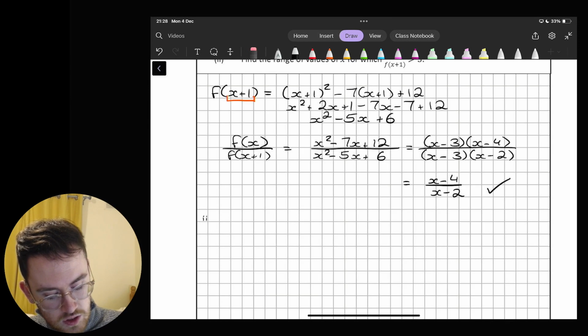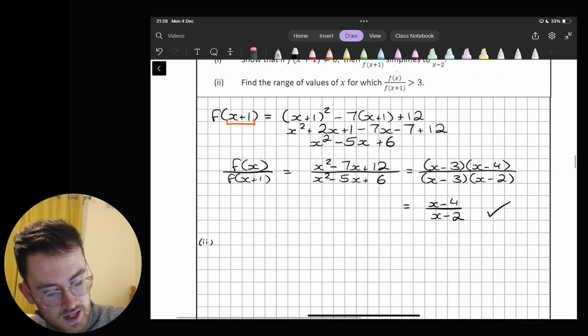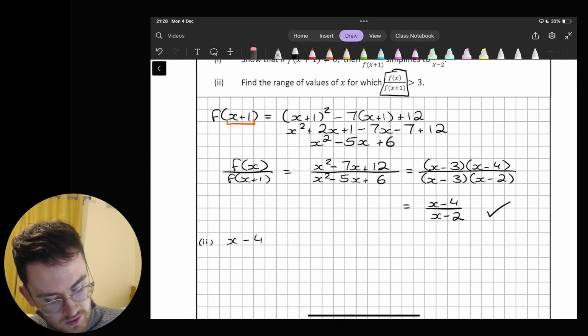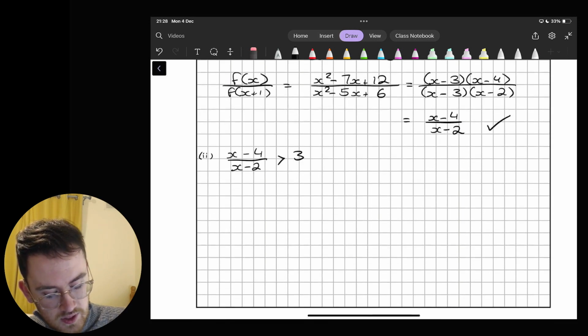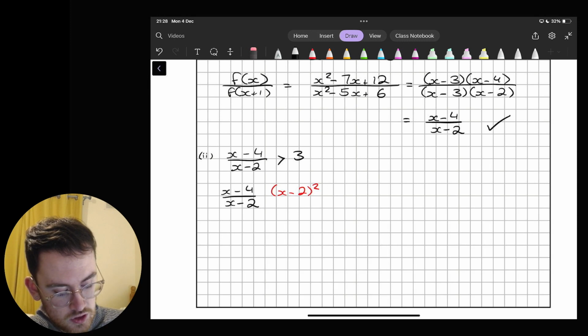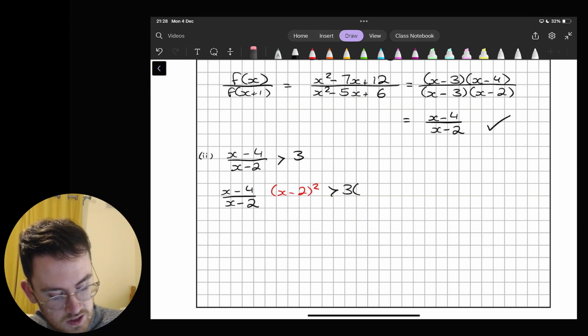For part 2, we need to show the values where this expression here is greater than 0. So from what we did in the first part, we're really looking for where this expression is greater than 3. My first step, as with all the other questions, is to get rid of the denominator, but to do that, I have to multiply by the denominator squared, because I can't be certain that the denominator is positive. So I'm accounting for that by squaring it.